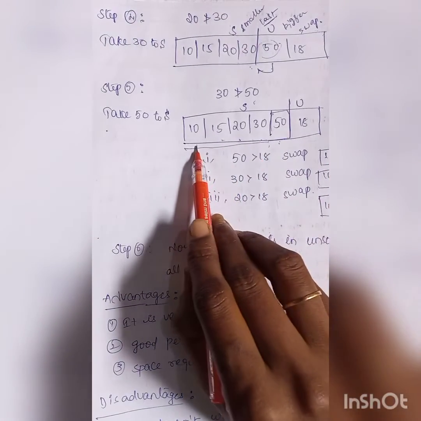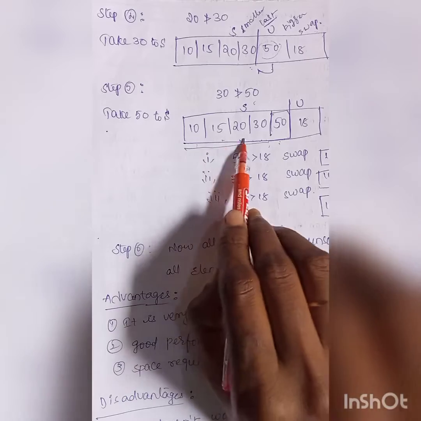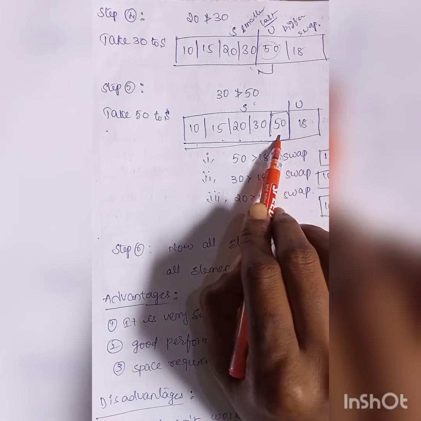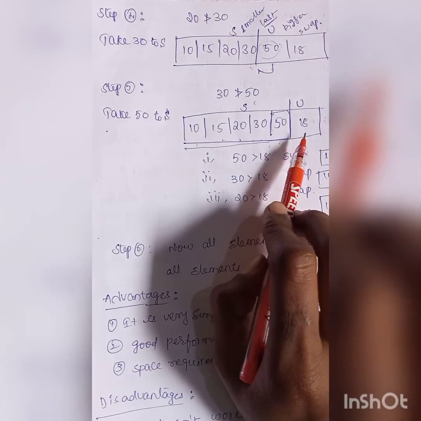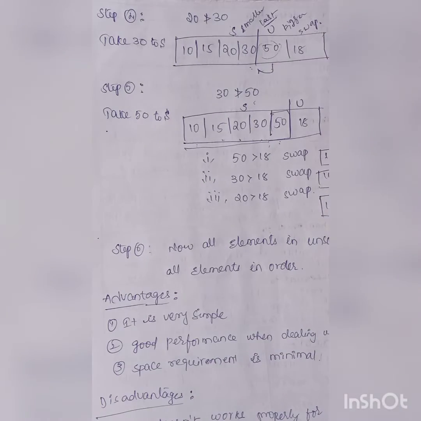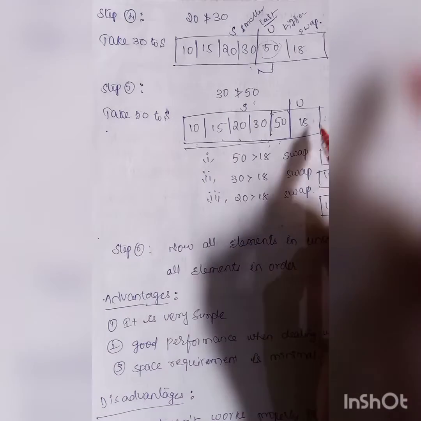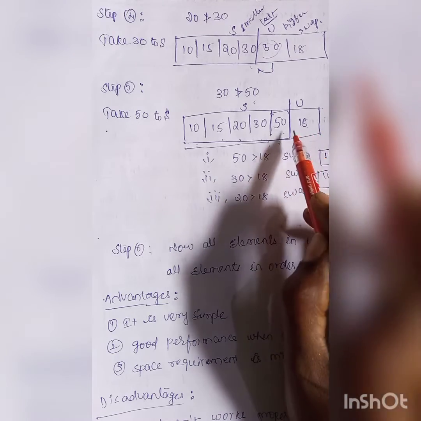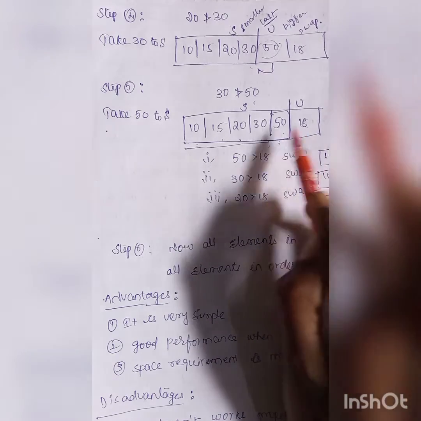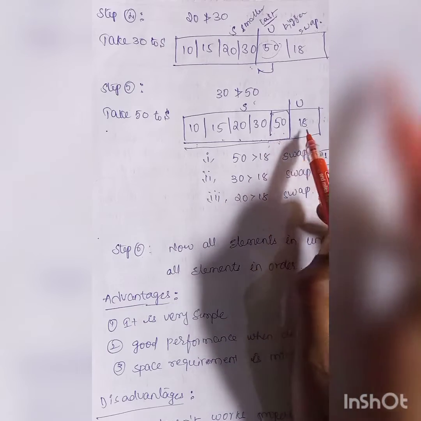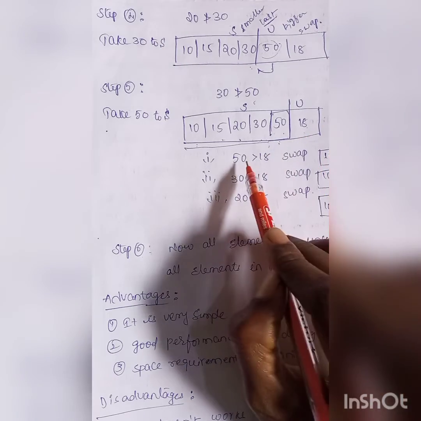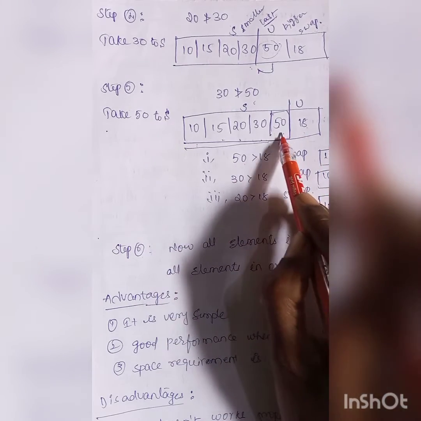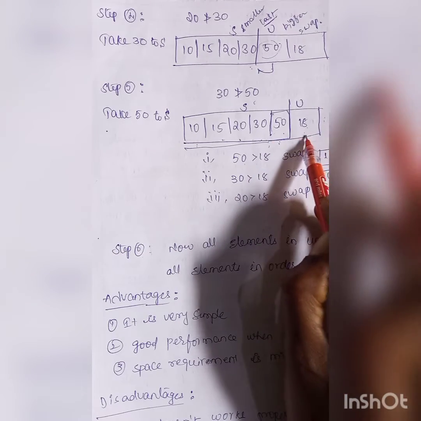Right? Now the sorted part contains the elements 10, 15, 20, 30 and 50. Now the unsorted part is what? 18. Now you must compare this unsorted element with the sorted elements. First consider 18 and 50. So 50 is greater than 18. That means a bigger element is there, and here the smaller element is coming.